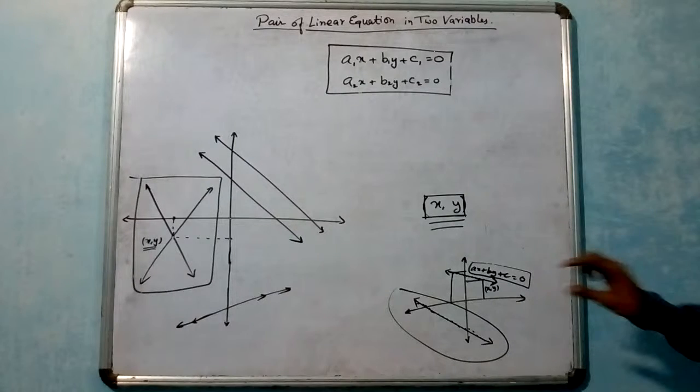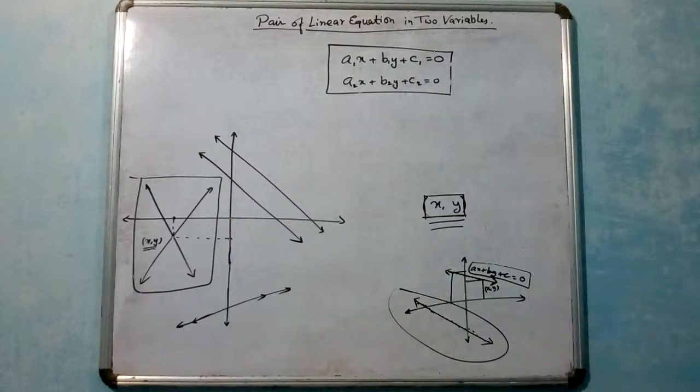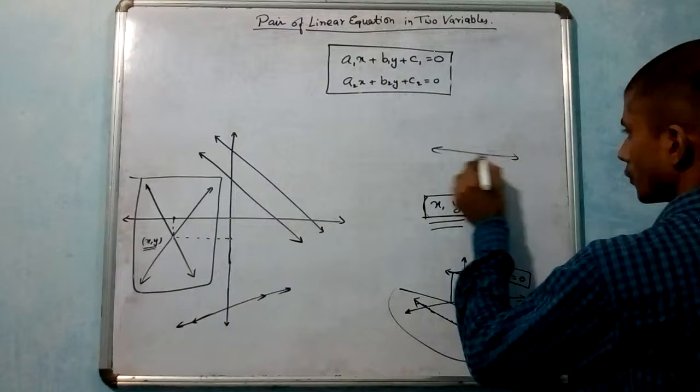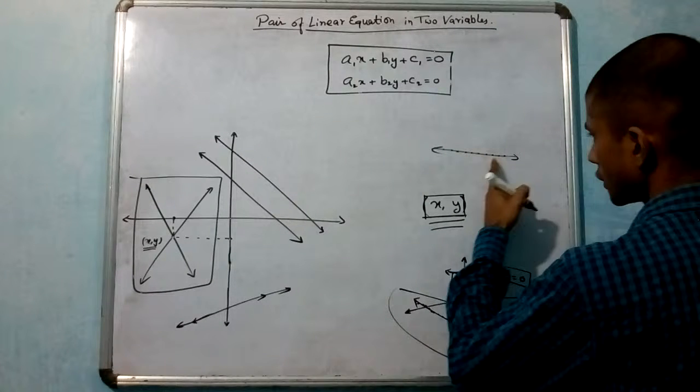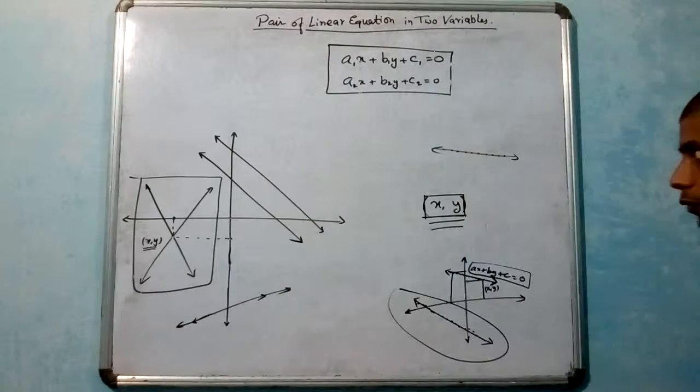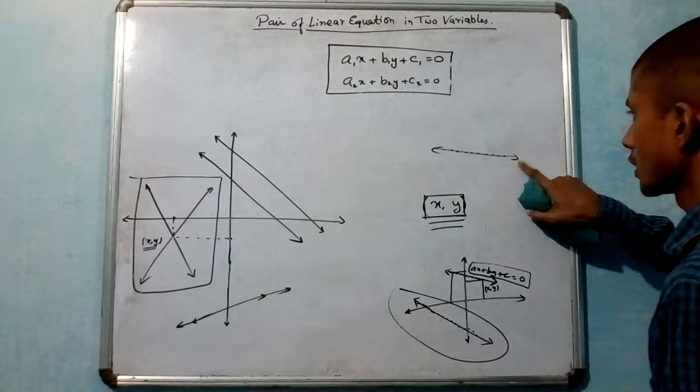Can you briefly tell me what I just told? If we have a straight line, we have an infinite number of points. So what does each point represent? Each point's coordinates are the solution of this straight line alone.